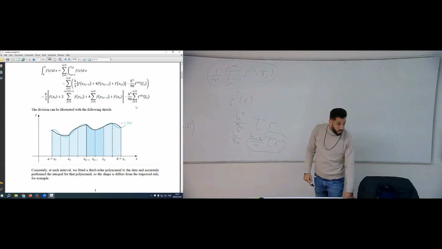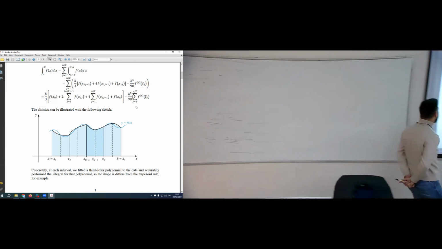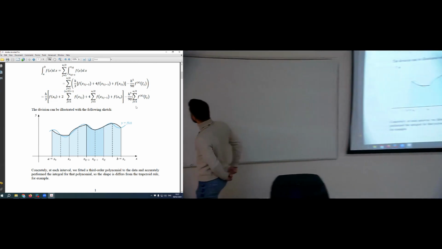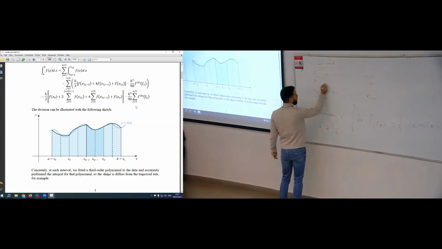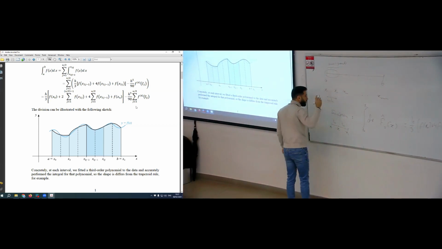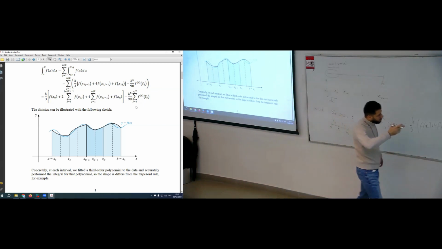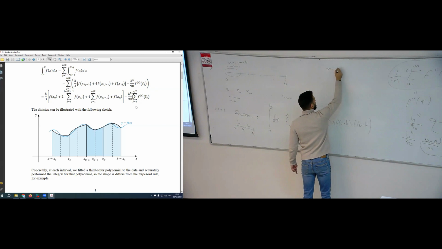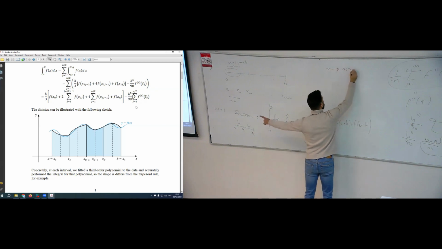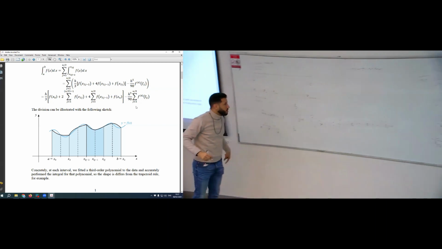Why is the sum up to n over 2? Because divided n, this is n, okay? What's called there n, it is n m in this notation, okay?